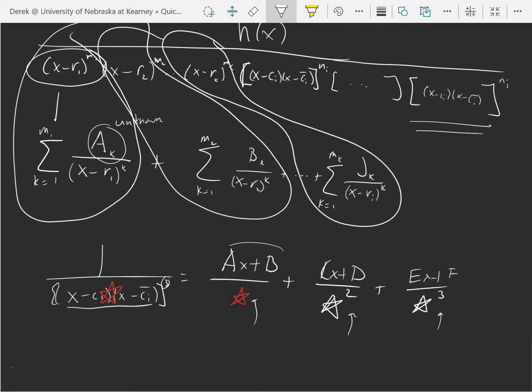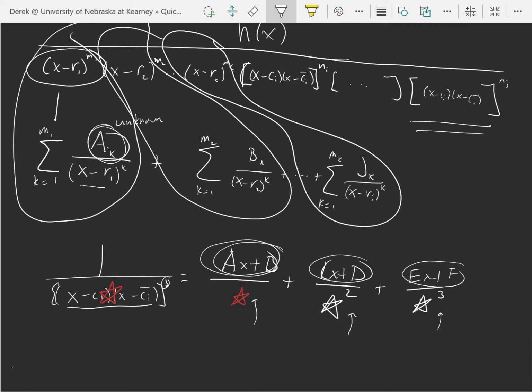But here I have to use linear factors instead of constant factors. For linear terms I have to use constant factors. For quadratic terms I have to use linear factors. And the reason for that is because now these are going to each be proper fractions, and when I add the proper fractions together I should still get a proper fraction.